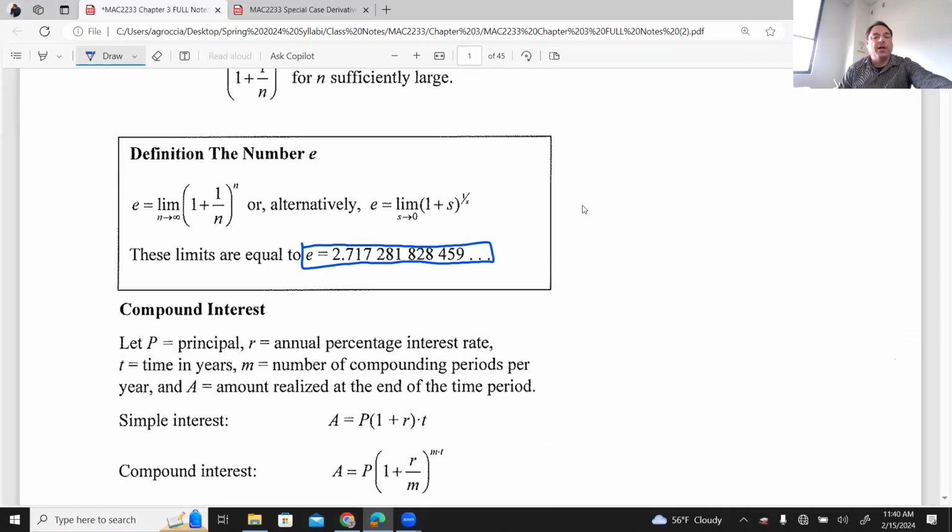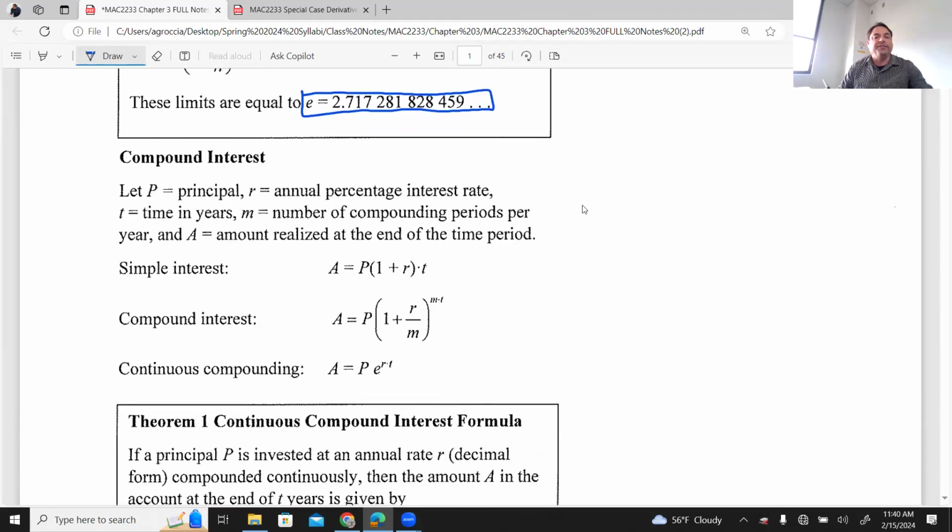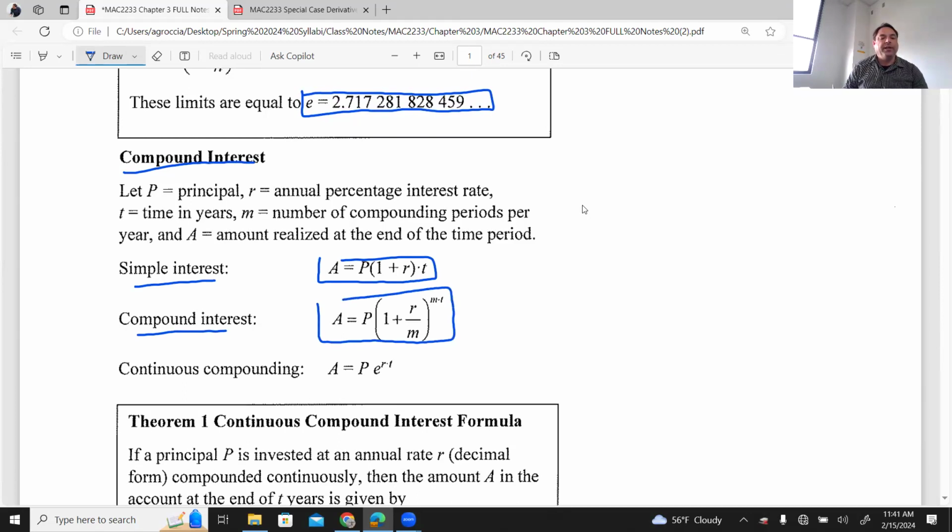Now, when we talked about interest, you don't have to memorize these, but there are different formulas for different things. So if you're doing simple interest, this is the formula you would use. If you're doing compound interest, this is the formula you would use. If you're doing continuously compounding interest, this is the formula you would use.